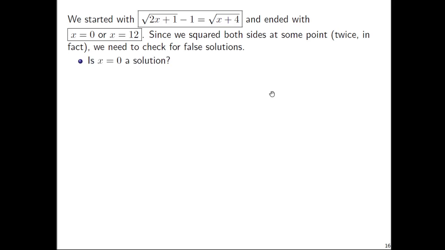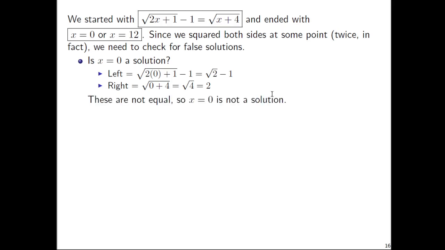So is x equal 0 a solution? Well, plug into the left side. You end up with root 2, then minus a 1. On the right side, when you plug in x equals 0, you end up with root 4, which is a 2, and 2 is certainly not the same number as root 2 minus a 1. So because the left and right sides are not equal, x equals 0 is not a solution. This is an extraneous solution, or a false solution.